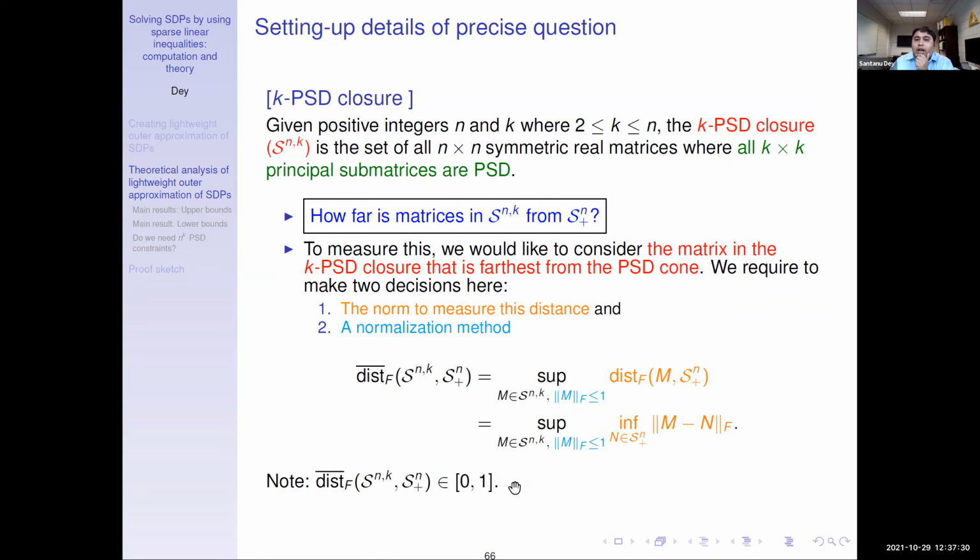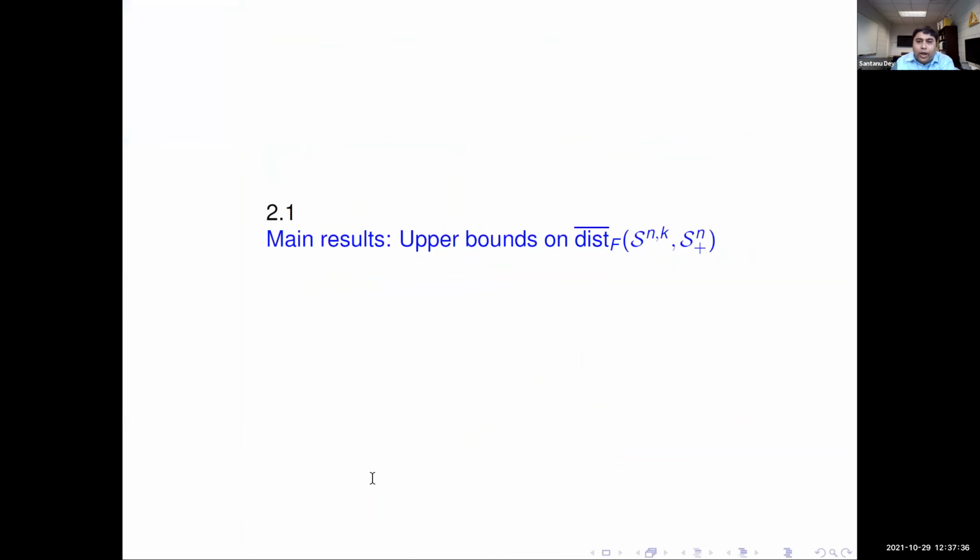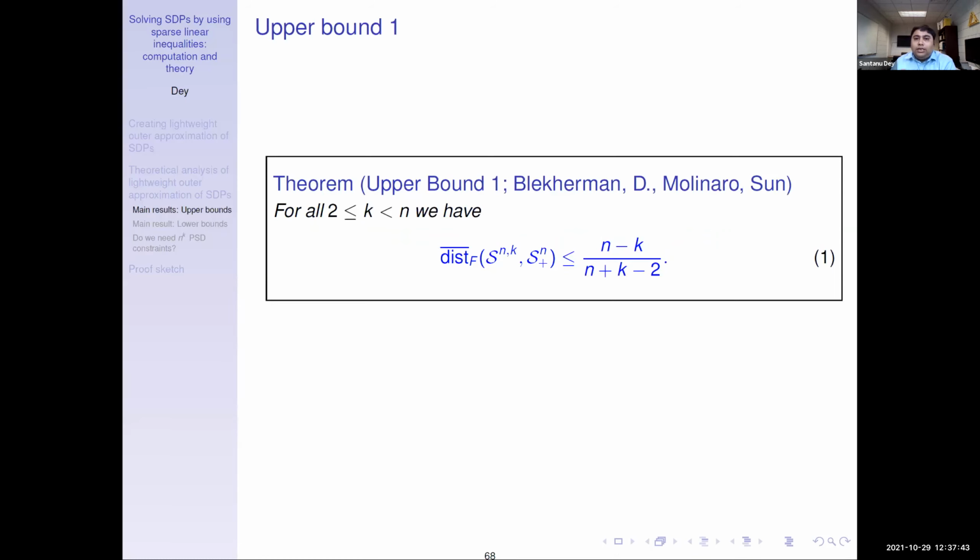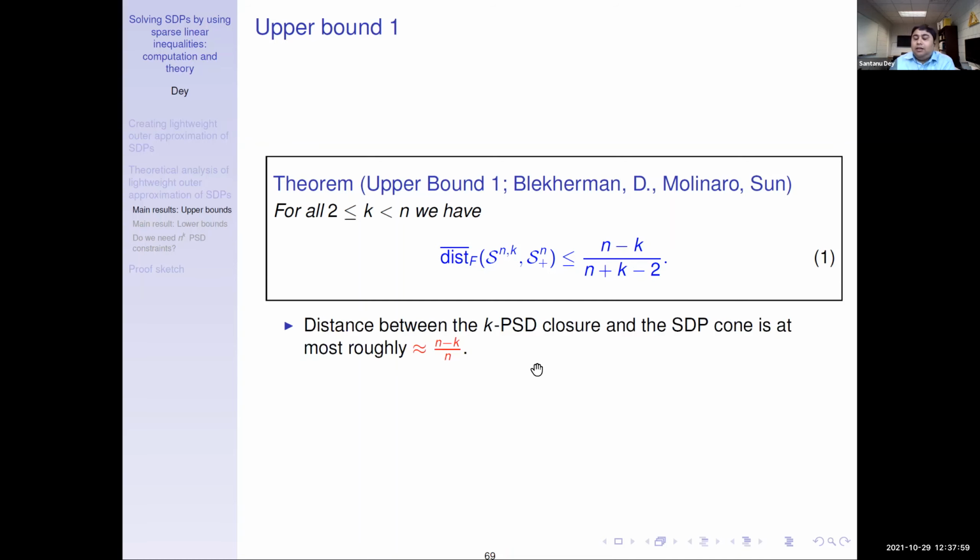Okay? And so what we want to try and do is understand properties of this distance. So our main results are essentially bounds on this distance as a function purely of n and k. And so here's our first result. This distance is upper bounded by this quantity here. It's not that interesting to look at this term, but ignore the k minus 2 because that's just a constant away from this term. So essentially this theorem is saying that this distance between these two cones is sort of linearly changing with k.